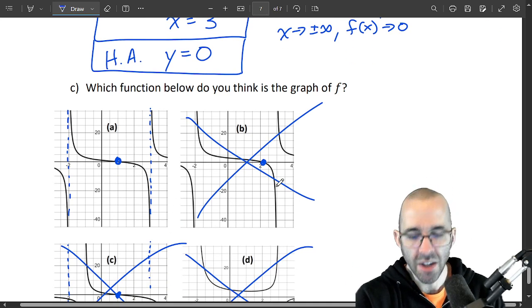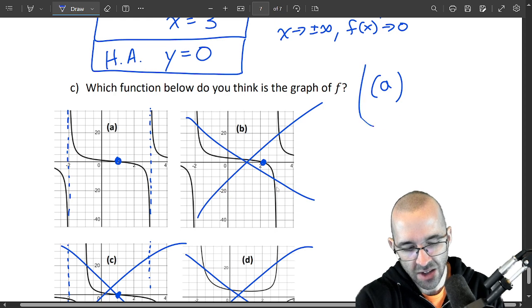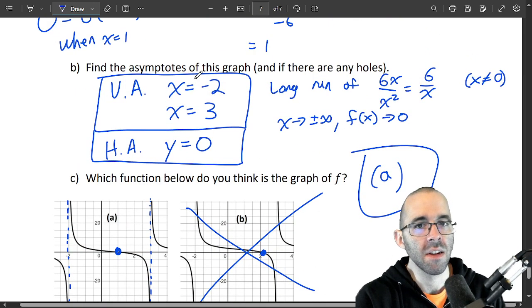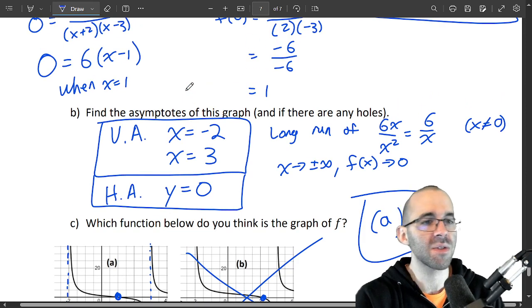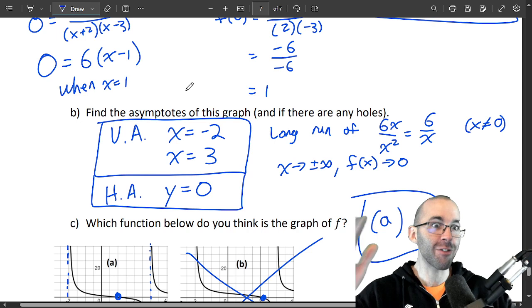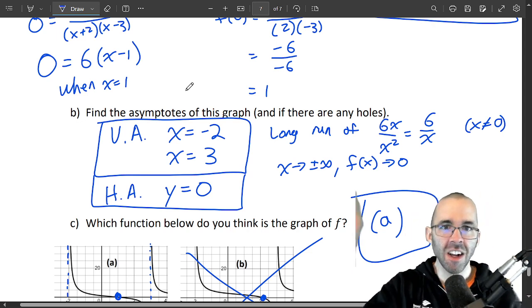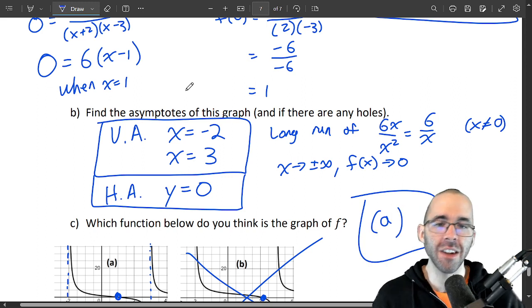Okay. So yeah, there we go. Check everything. Eliminate the options. That's how we can match graphs. Look at intercepts, look at asymptotes, look at long run behavior, look at everything that we talked about, and then just eliminate possibilities.